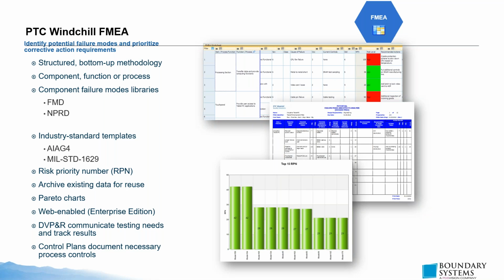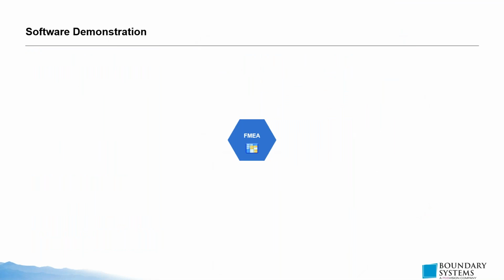And then the other thing about Windchill risk and reliability is that it is web enabled, at least for the enterprise edition. And so this is not something that just sits on one engineer's desk or laptop or machine. This is something that every user across the organization can log into the web portal and access all at the same time, right? So again, that enables collaboration across the entire organization. So at this point, I'll pause here for a quick second, and we'll jump into a quick product demonstration.